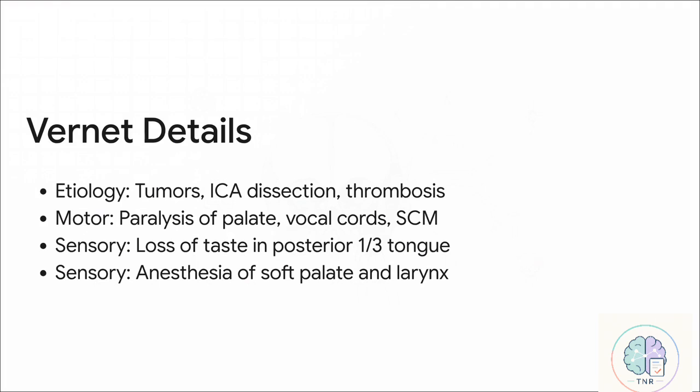These include jugular foramen tumors, internal carotid artery dissections, mycotic aneurysms of the external carotid, jugular vein thrombosis, and post-carotid endarterectomy complications. Now, for the symptoms, it's just a perfect combination of our earlier building blocks. Patients present with unilateral paralysis of the palate, the vocal cords, the sternocleidomastoid, and the trapezius muscles. They also suffer sensory loss, specifically losing taste in the posterior third of the tongue, right alongside anesthesia of the soft palate, larynx, and pharynx.